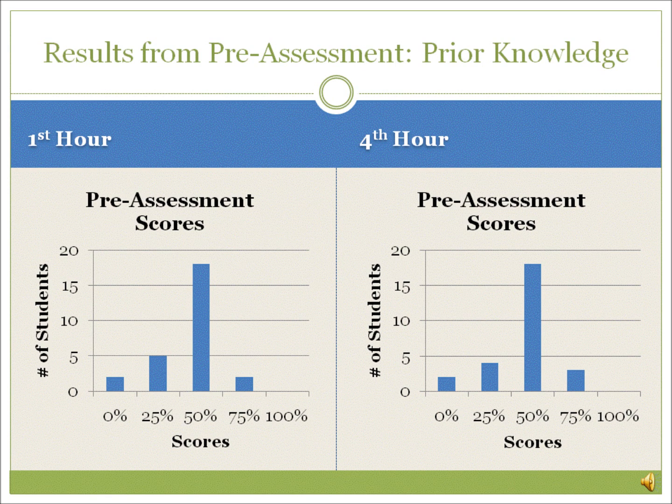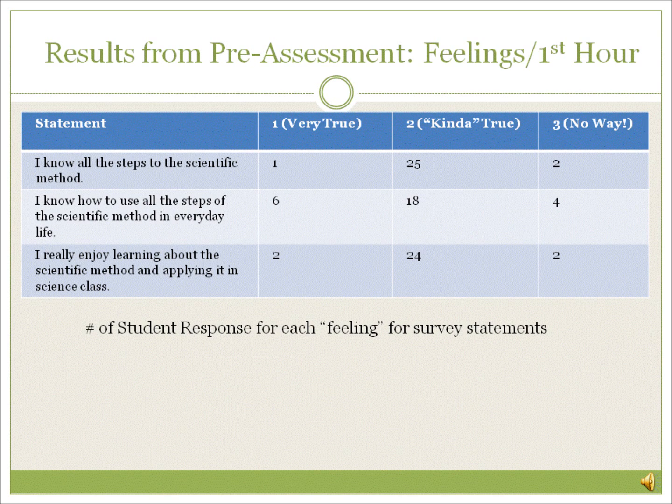The students were given a pre-assessment that had 2 sections, a prior knowledge section and a survey section on how they felt about the scientific method. A majority of the students in both first and fourth hour scored a 50%, a 2 out of 4, on the prior knowledge section of the pre-assessment. On the survey section, the students were to rate 3 statements about the scientific method from 1 to 3. 1 equaling very true, 2 equals kinda true, and 3 equals no way.